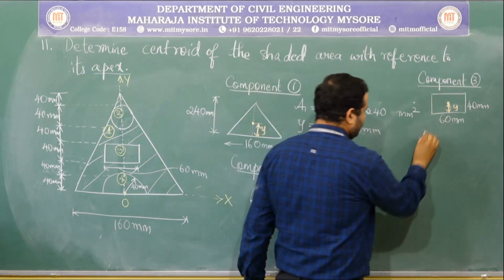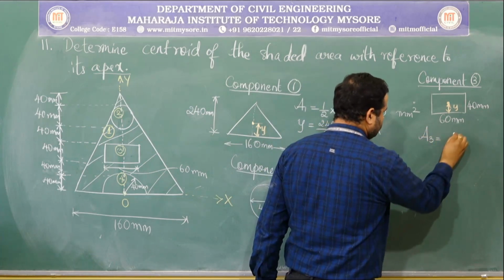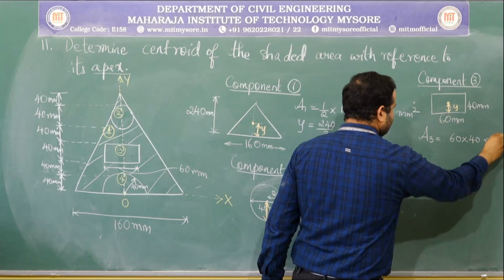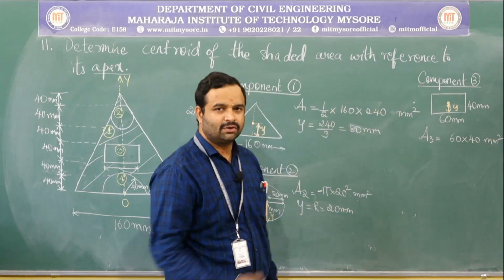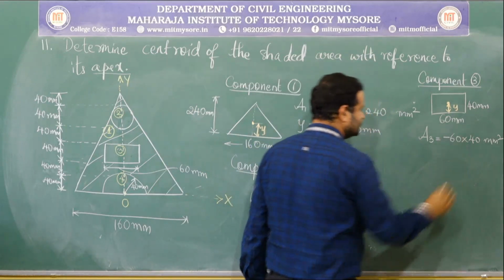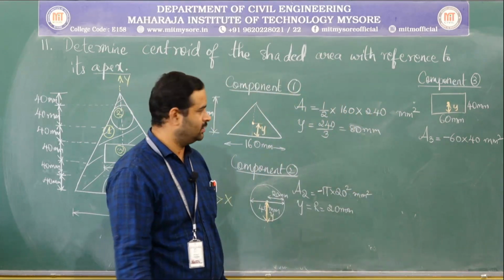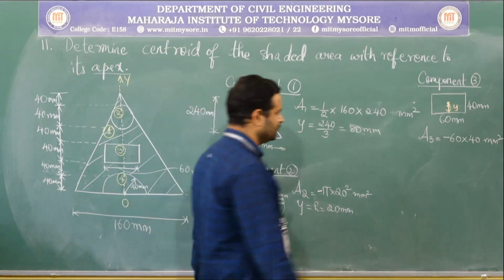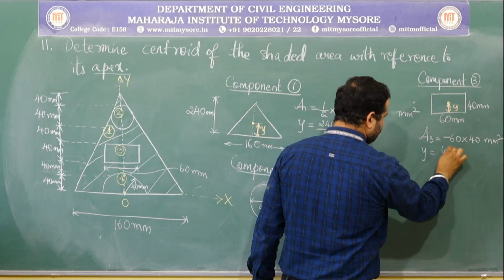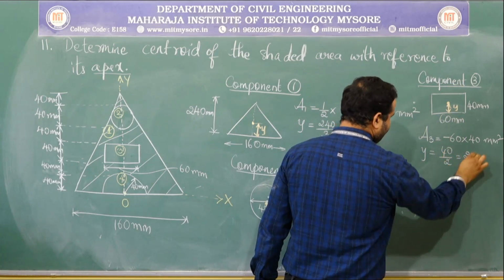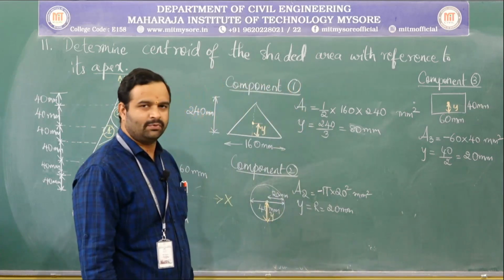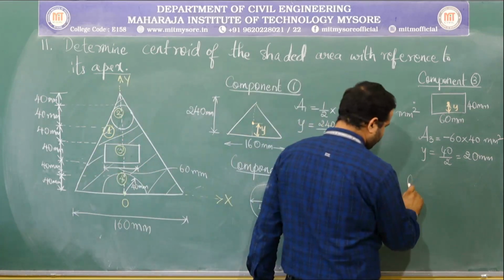So, we shall calculate the area. A3 is equal to 60 into 40 mm square, but we need to write the negative sign because it is the part to be removed. So, minus 60 into 40 mm square, and its y component will be equal to half of 40, which is equal to 20 mm. This is component 3.